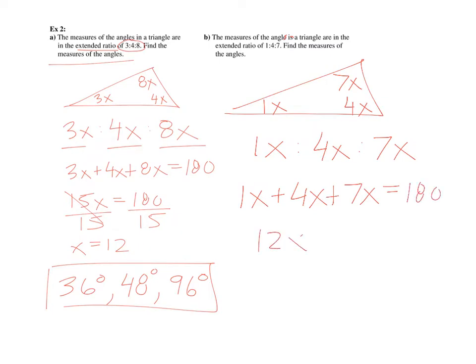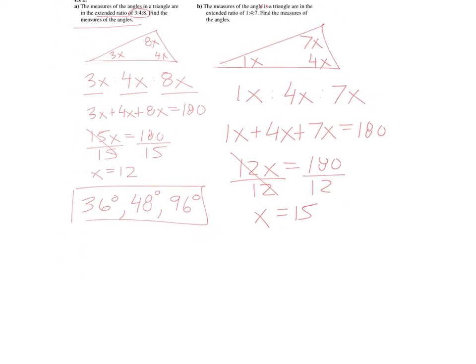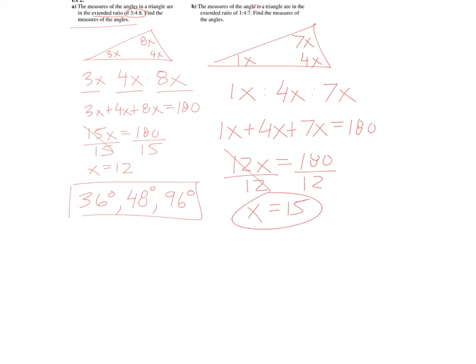Okay, so I have 12x is equal to 180. Divide by 12. And x is equal to 15. Okay, now I take my x value and I plug it in. So I end up with 15 degrees, 60 degrees, and 105 degrees. Done.